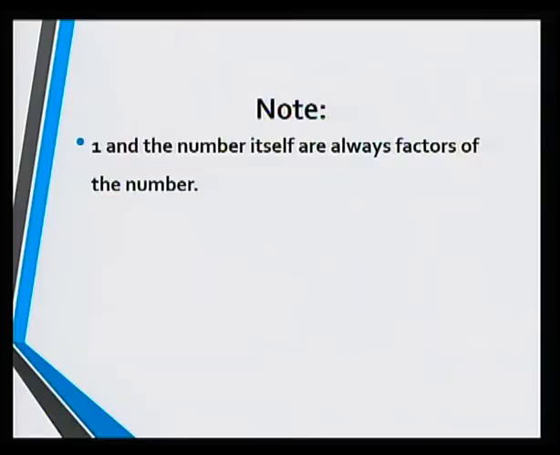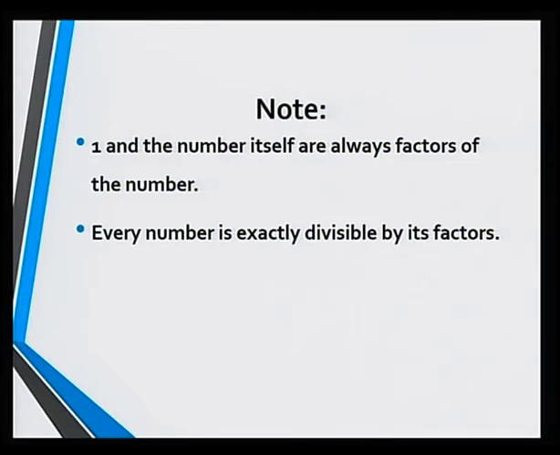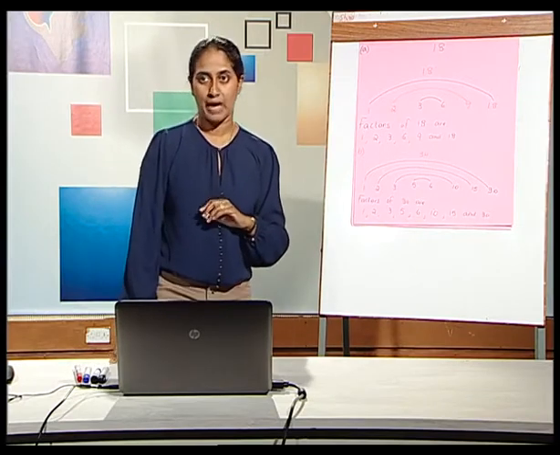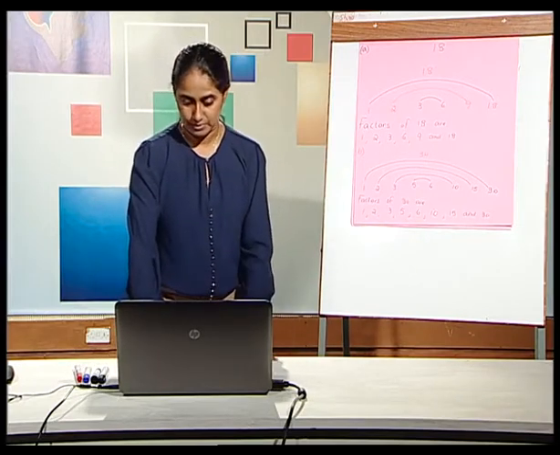Please note that 1 and the number itself are always factors of a number. Also, every number is exactly divisible by its factors. That is, if I take a factor and the number, when I divide, there will be a remainder of 0. The number of factors is finite. If you consider the previous examples, for 18 we have only 6 factors. So we have a finite number of factors.